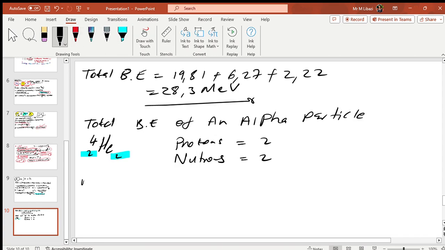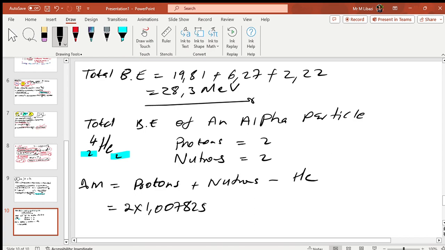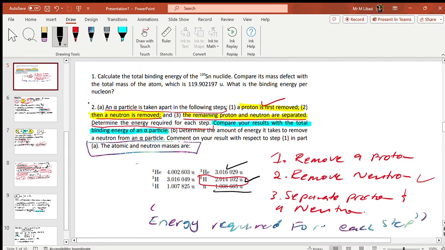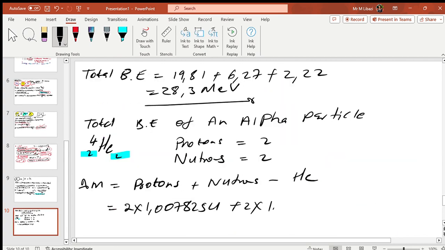So now we know that the mass defect will be equal to protons plus neutrons minus the atom itself, which is helium. So we have 2 times the proton mass, which is 1.007825 U, plus 2 times the neutron mass, which is 1.008665.